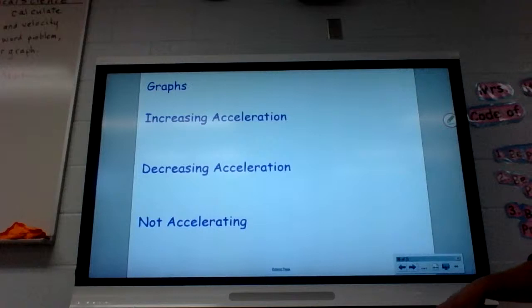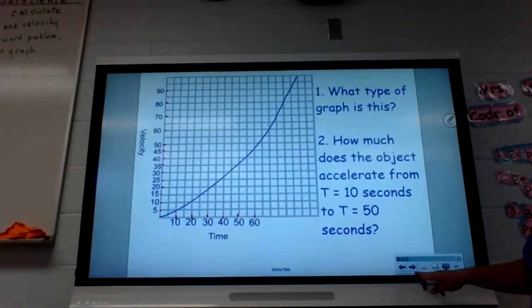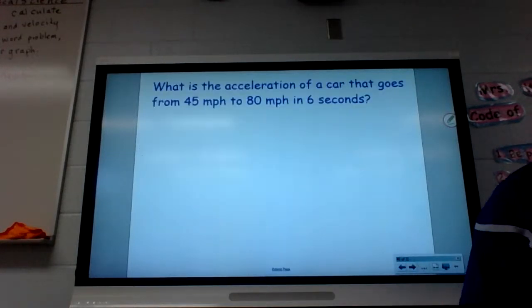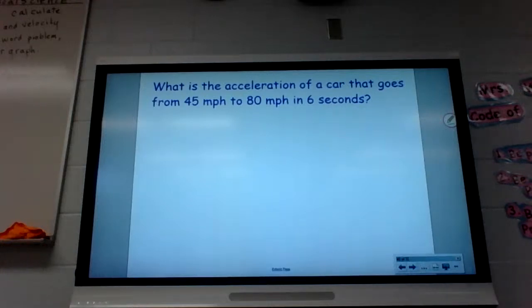We're going to come back to graphs tomorrow. Okay? All right. We'll do graphs tomorrow. All right. So write that down and we're going to calculate, because I think calculating acceleration is pretty easy.